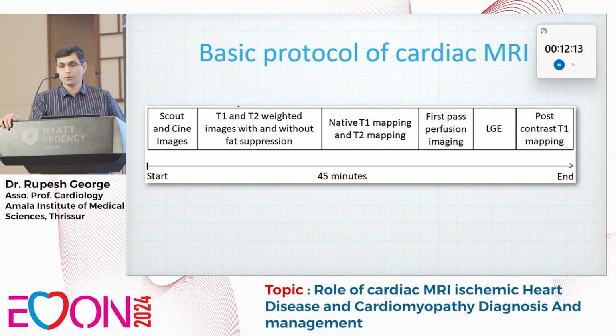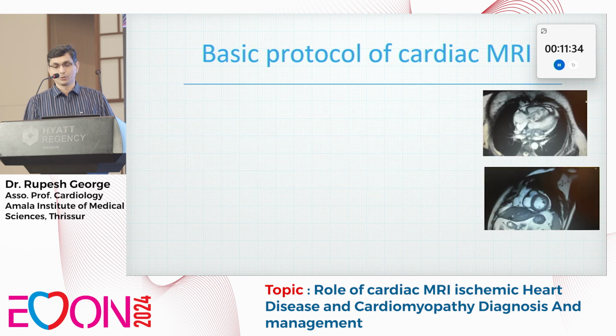So this is the basic protocol of the cardiac MRI. Usually we take first the scout or the still images, then go for the cine. Then we take T1 and T2 weighted images, then T1 and T2 mapping. Then we give the contrast to see the first pass perfusion or the early gadolinium enhancement. Then wait for 10 to 15 minutes, take the late gadolinium enhancement, and then post-contrast T1, because the native T1 and post-contrast T1 images can be reanalyzed, and we can detect extracellular volume also from that image. So this is the basic protocol of cardiac MRI that is being used.